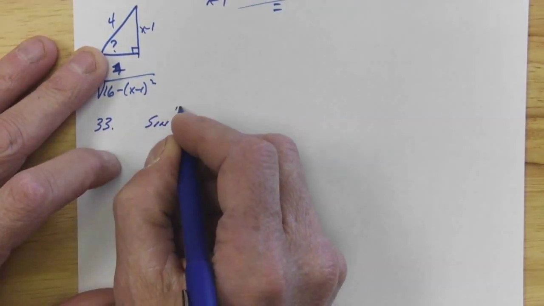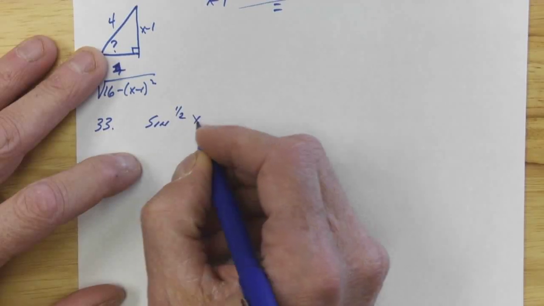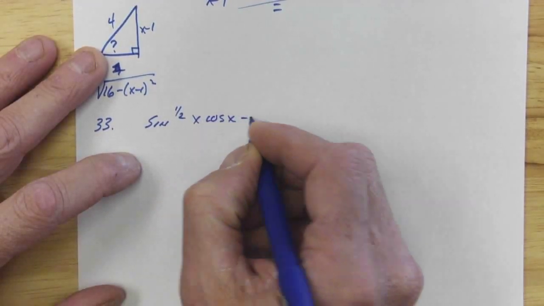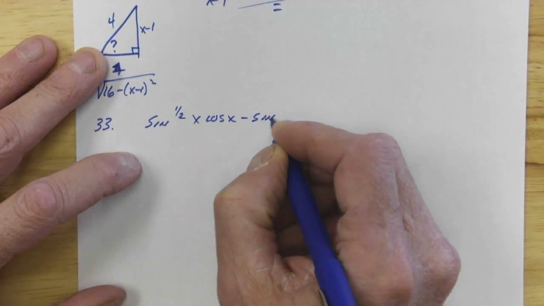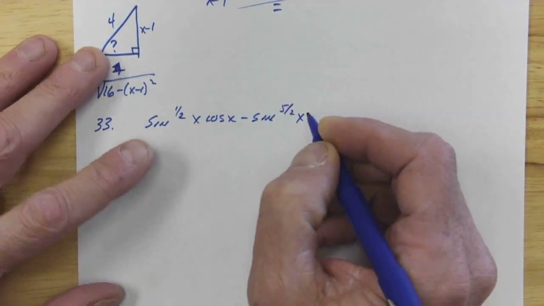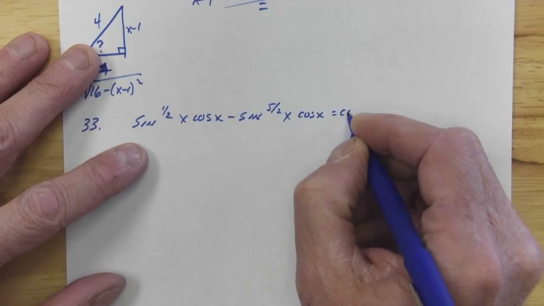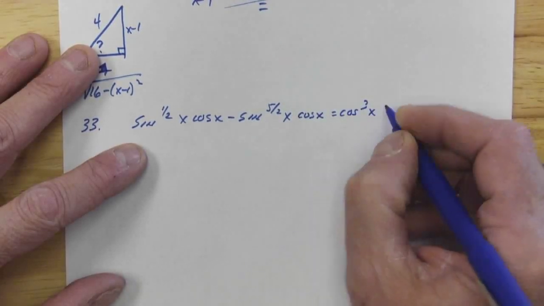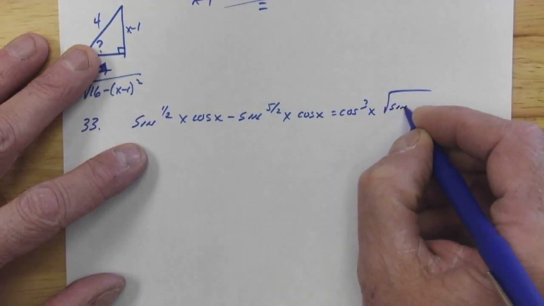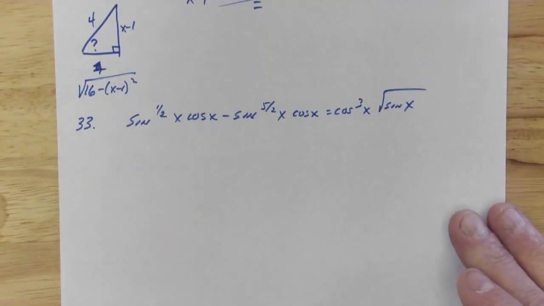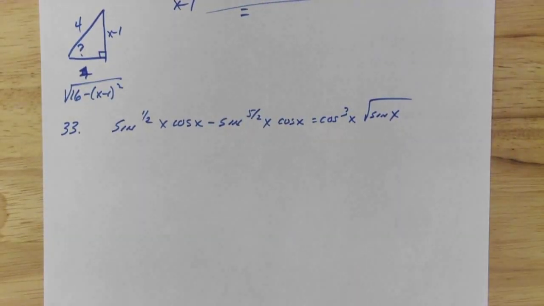Sine to the 1/2 of x cosine x minus sine to the 5/2 of x cosine x equals cosine cubed x times the square root of sine x. What is sine to the 1/2 x? Square root.